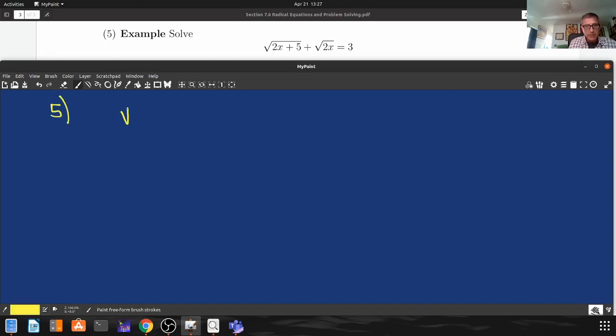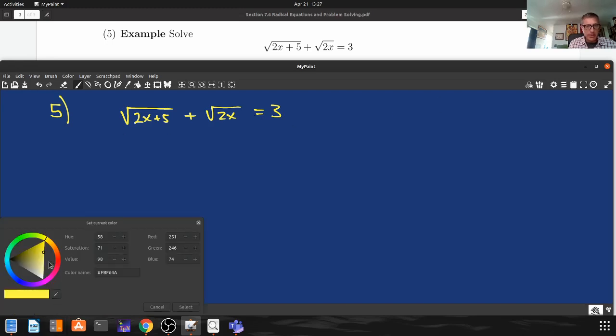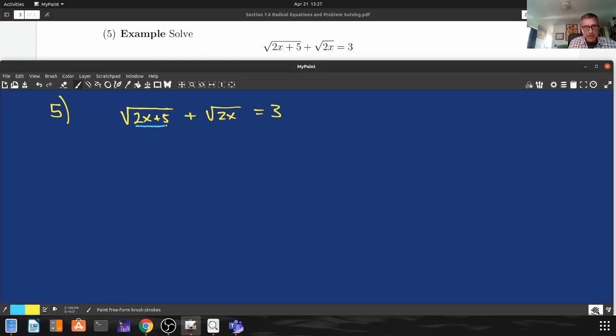So we're going to do the square root of 2x plus 5 plus the square root of 2x is equal to 3. And what you want to do is you want only one radical on one side of the equation. So I can actually, this is what I think is worthy of doing. Let's look at our possible answers.